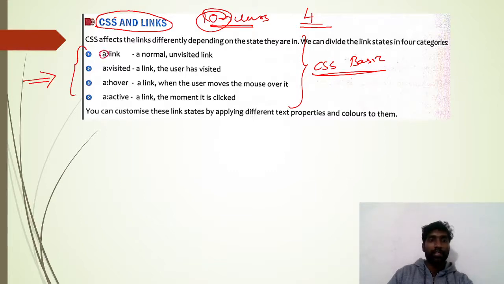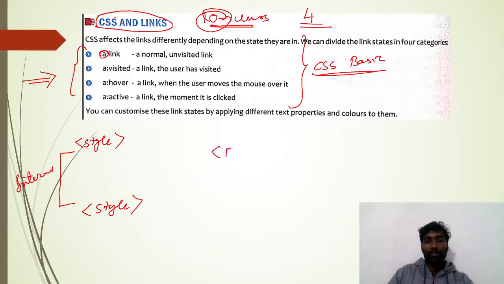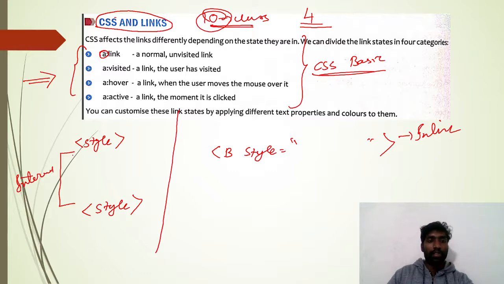A means what? Anchor. If we are using the style tag, this is called what? Internal, correct? If you are using style inside the tag, this is called what? Inline. Be clear in this. Okay, no need to get confused. If you are using style before body, it is internal.